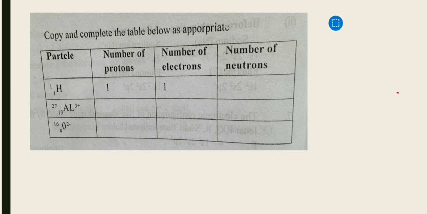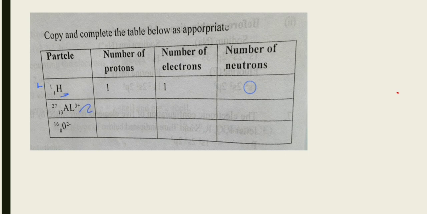In filling this table, the first thing we do is to complete the number of neutrons in hydrogen. The number of neutrons in hydrogen is equal to 0. Why is it 0? Because hydrogen is an element with 0 neutron. Because the atomic number is 1 and the mass number is 1. So if we have 1 minus 1, it will give us 0. That's why the number of neutrons in hydrogen is 0.